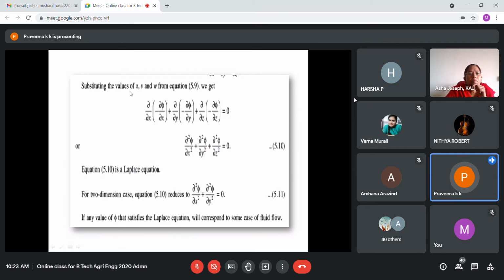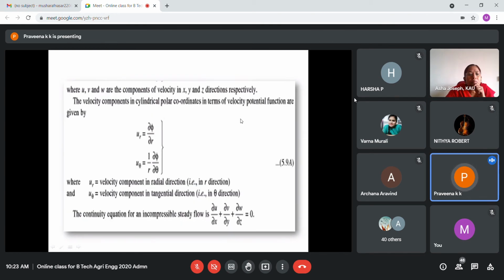And we are substituting the values of u, v and w from equation 5.9. We can see what equation 5.9 is.